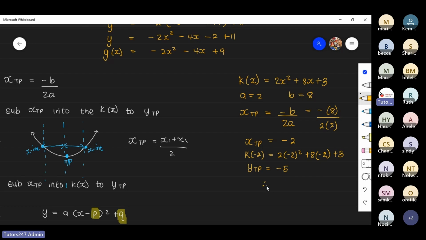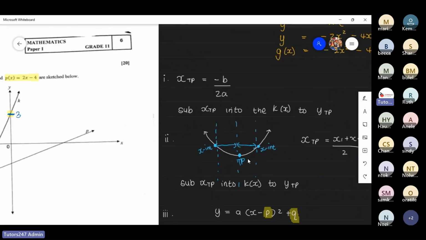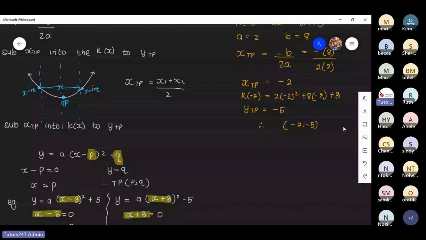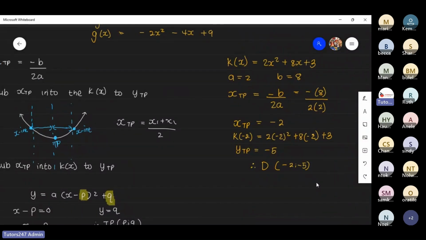We can therefore conclude that our turning point coordinates are negative 2 and negative 5. Let us see if they've named the turning point. Yes, they gave it a name, D, so they've used D to represent the turning point. So you can say, therefore, D is negative 2 and negative 5. So that is how we would calculate our turning point coordinate using our turning point equation. Now, let's have a look at our next question.